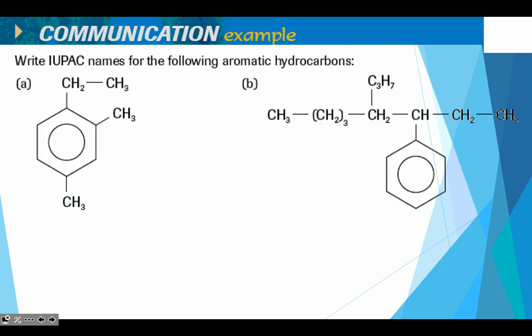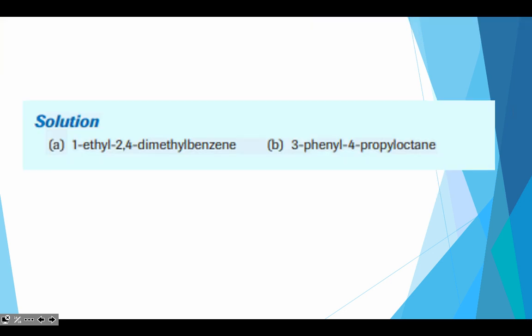Write the IUPAC names for the following aromatic hydrocarbons for practice. In one, the benzene is the parent chain, and for the other, the benzene ring is a branch. So pause, write it out. Answer: 1-ethyl 2,4-dimethylbenzene, and the other one is 3-phenyl 4-propyloctane. So in A, the benzene is the parent chain, and for B, benzene is a phenyl, which means a type of branch.